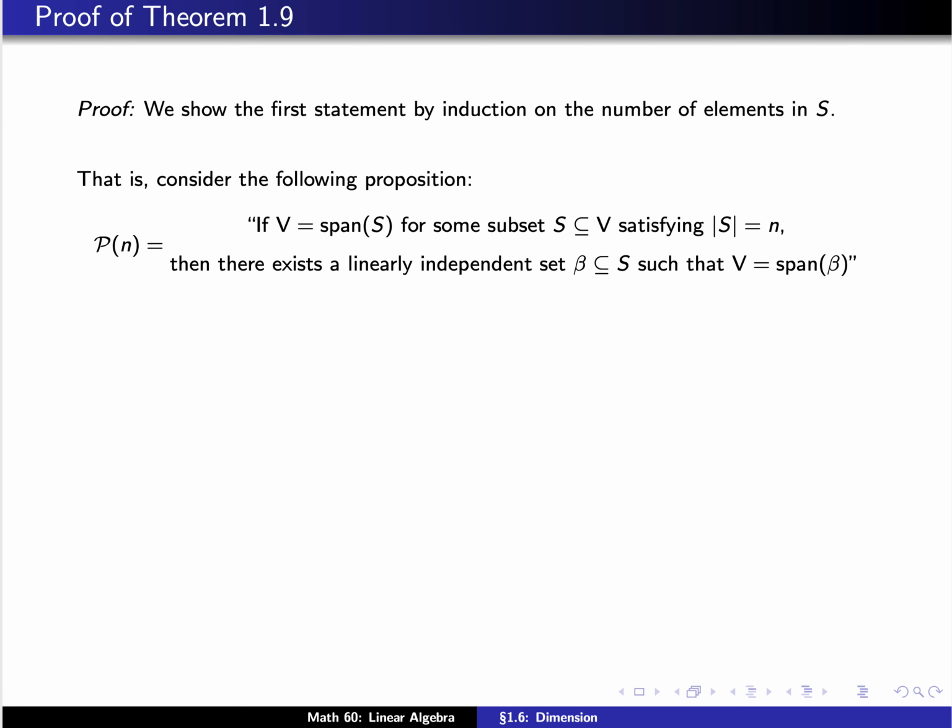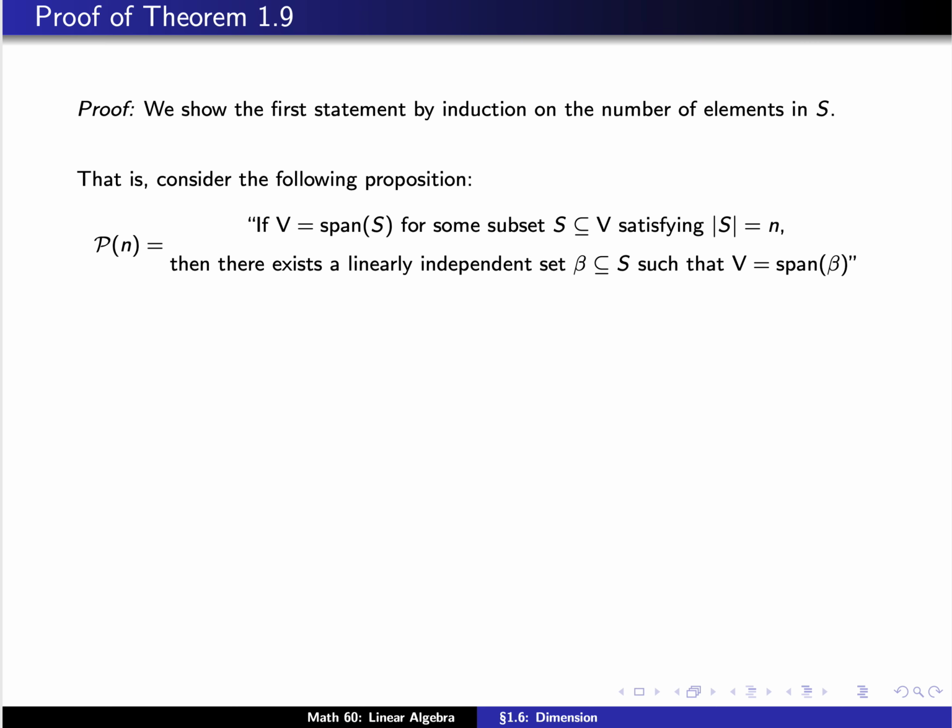We're going to spend some time proving these two statements, and we'll prove the first one by induction on the number of elements in S. That is, let's consider the following proposition, P of n, for a non-negative integer n. If V is spanned by a subset S containing n vectors, then there exists a linearly independent set beta contained in S that also spans V.